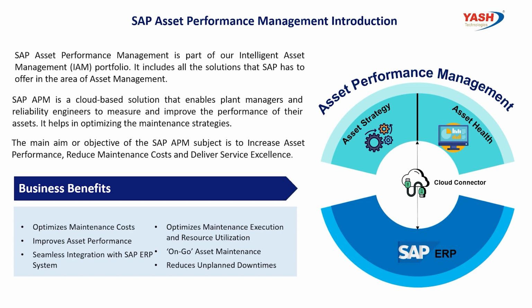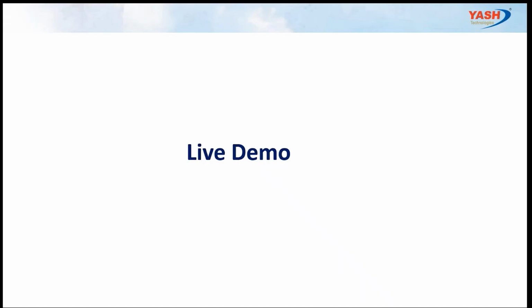Overall, the main aim or objective of SAP APM is to increase asset performance, reduce maintenance costs, and deliver service excellence. Now let me showcase the live demo scenario.